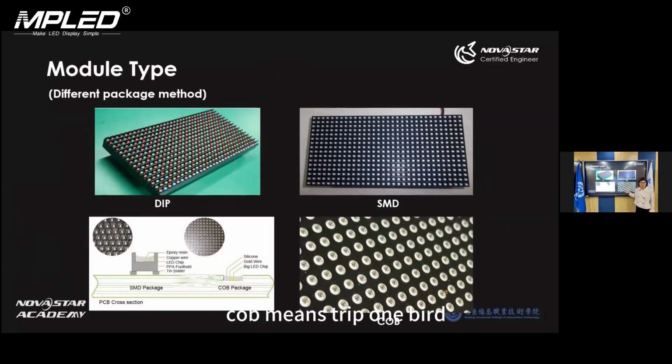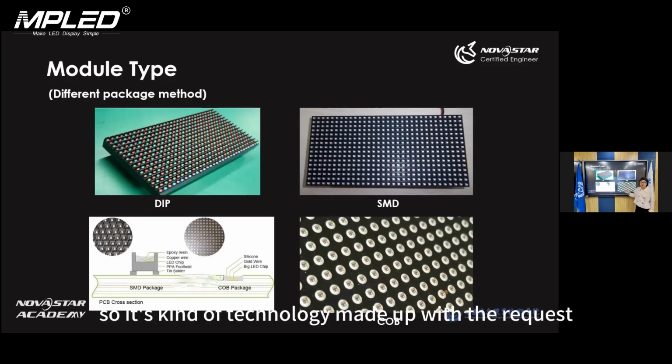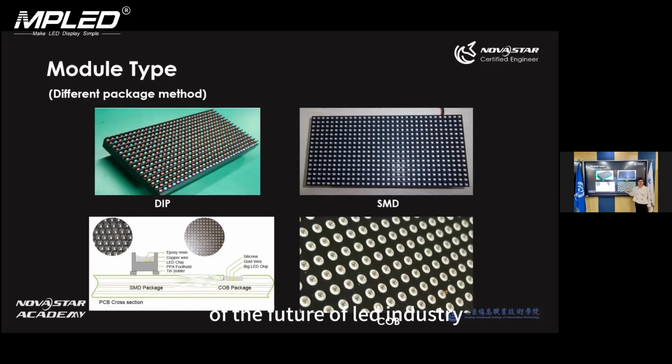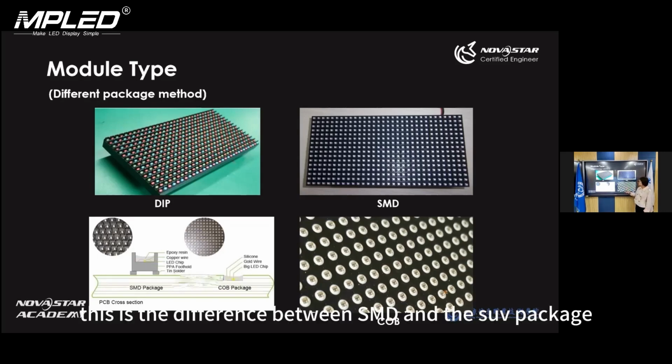COB means chip on board. It is the latest technology. It could reach a much smaller pixel pitch, like 0.7 millimeters, something like that. So it's a kind of technology made up with the request of the future of the LED industry. This is the difference between SMD and the COB package.